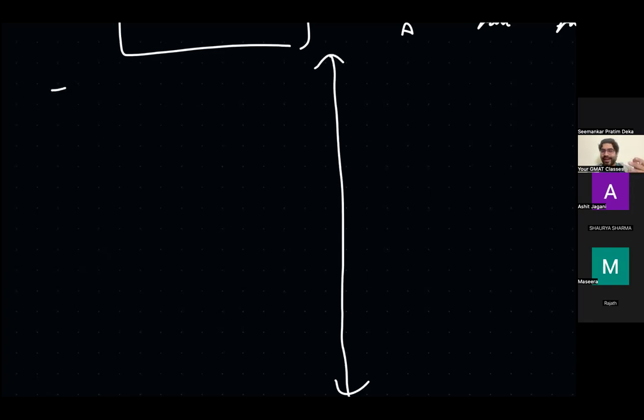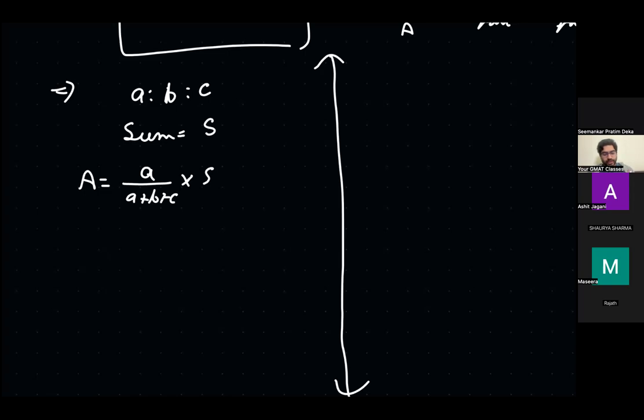So this idea that you have a ratio of A is to B is to C, and let's say you have a sum equals S. How do I represent it in a formula? The value of A will be A parts out of A plus B plus C, into S. The value of B will be B parts out of A plus B plus C, into S, and C will be C parts out of A plus B plus C, into S.